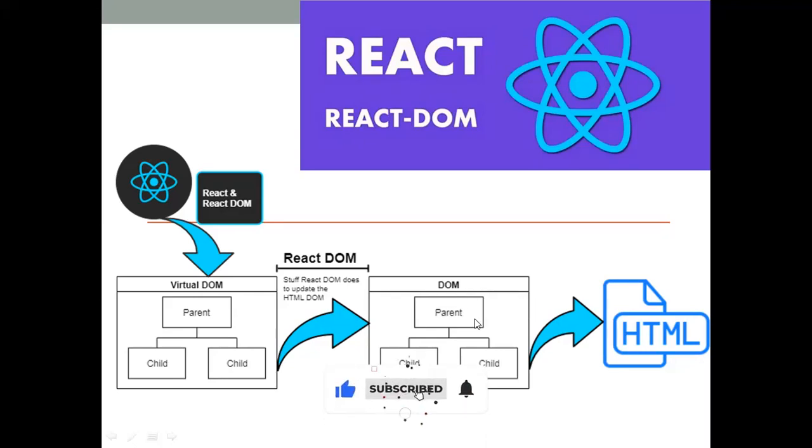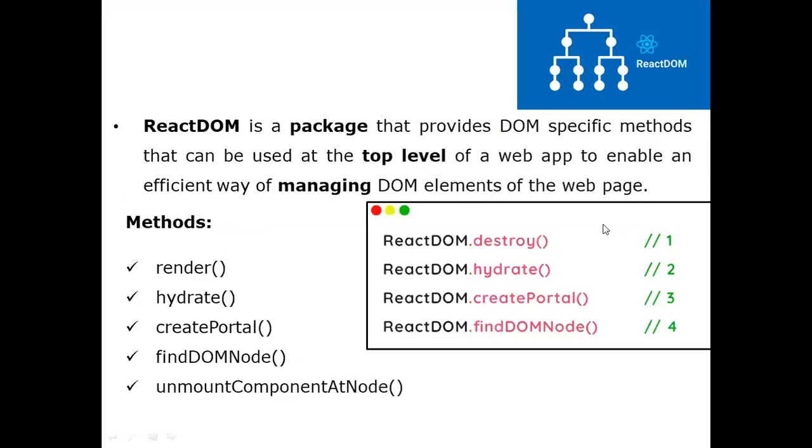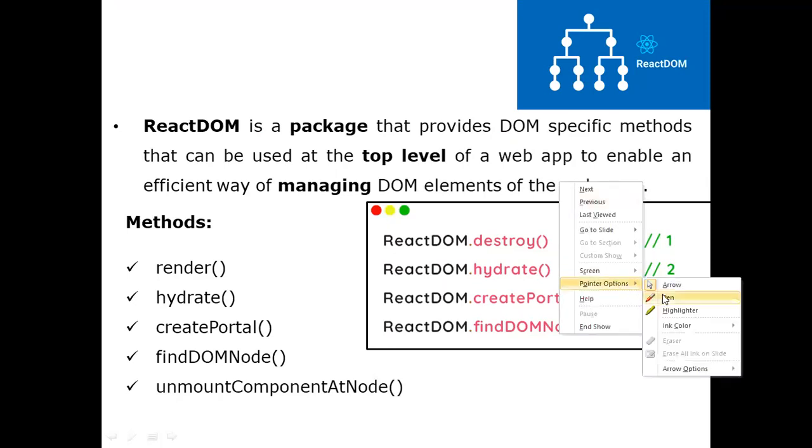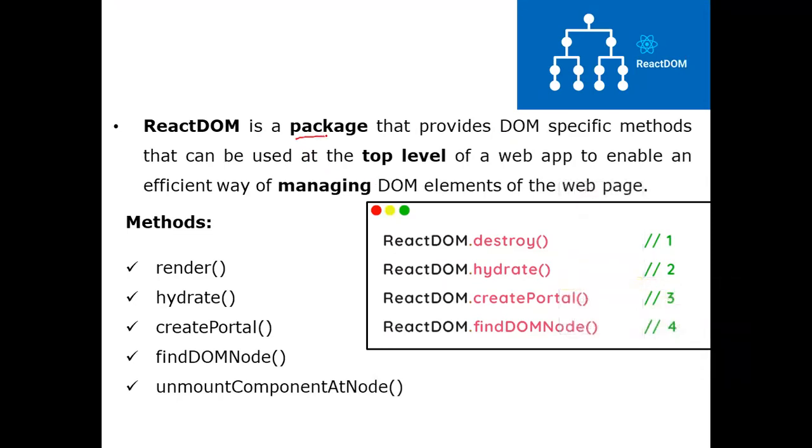In this normal DOM, we are making the parent and child modifications, and the reflection is done inside the HTML again. So we are reading from the HTML and we are again rendering to the HTML. Okay, so that is the concept of how we can do it. Let me see. React DOM is a package.